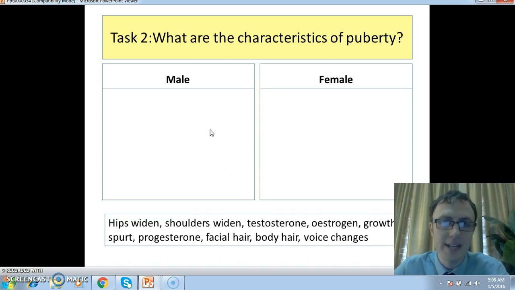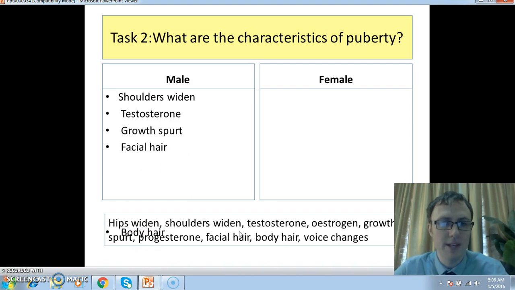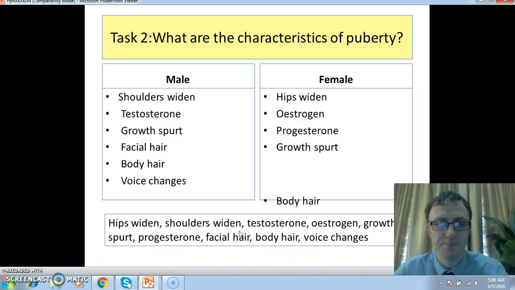Now, the main characteristics of puberty, you can have a look at the different key words at the bottom there, and you can try to put them into the correct column. If you want to pause the video now. If we have a look at our answers, we'll put them up here. We'll have a quick discussion here.